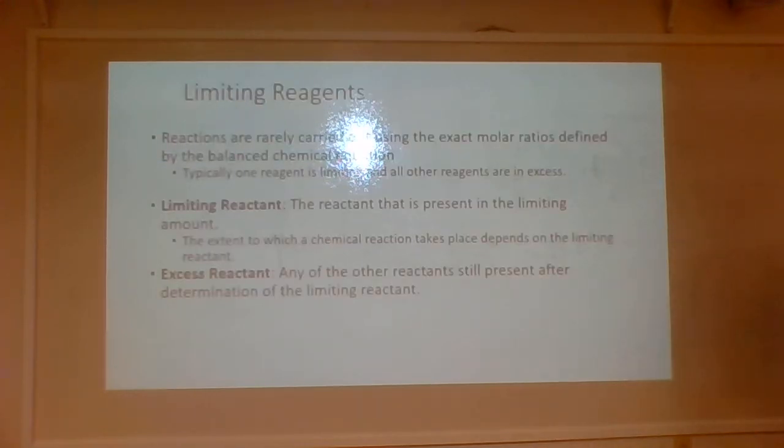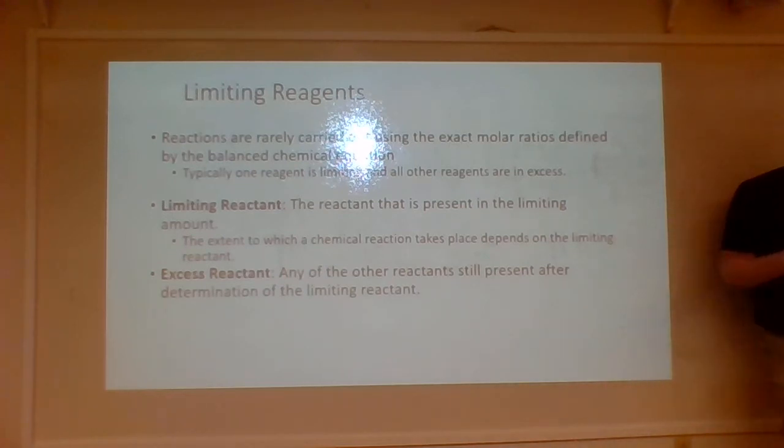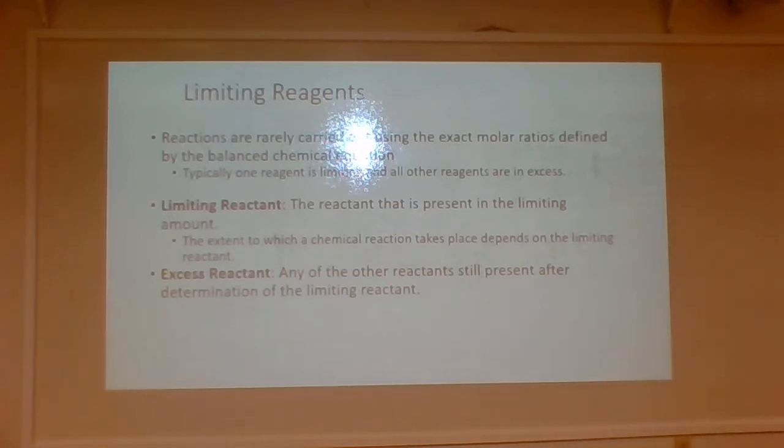So limiting reagents. Reactions are rarely carried out using the exact molar ratios defined by a balanced chemical equation. So typically there's one reagent that's limiting and the other reagents are in excess. The limiting reagent is the reactant that is present in the limiting amount. The extent to which a chemical reaction takes place depends on this amount of the limiting reactant, whereas the excess reactant is any of the other reactants that are still present after determination of a limiting reactant.